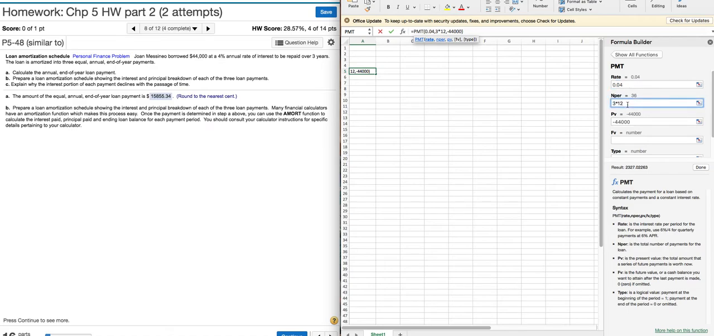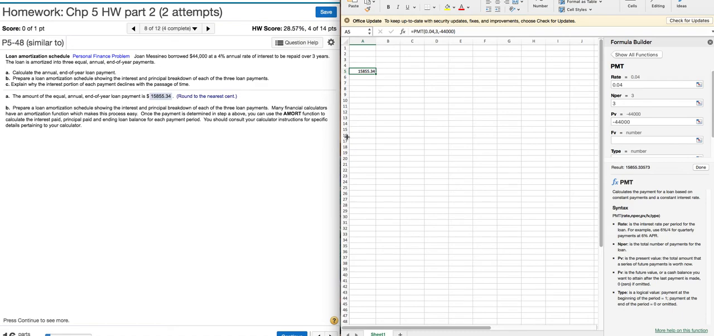But we know that loans, most often personal loans for cars or homes and so on, usually involve monthly payments. Okay, so that's calculating the payment. And then part B is having us prepare a loan amortization schedule.